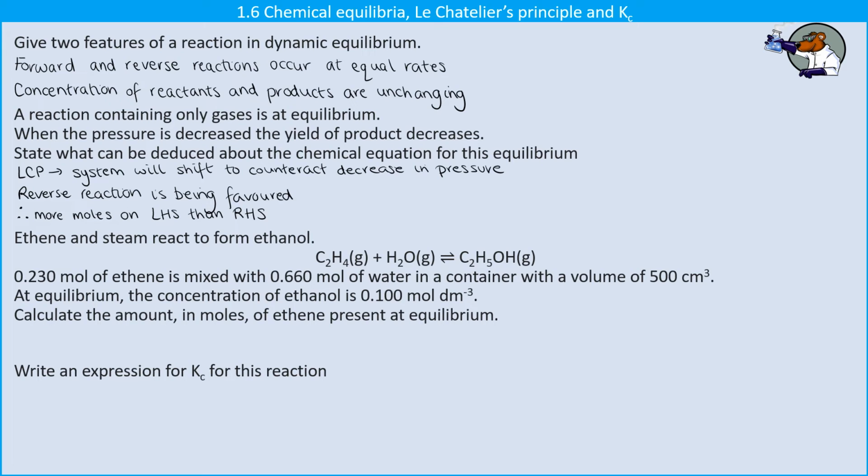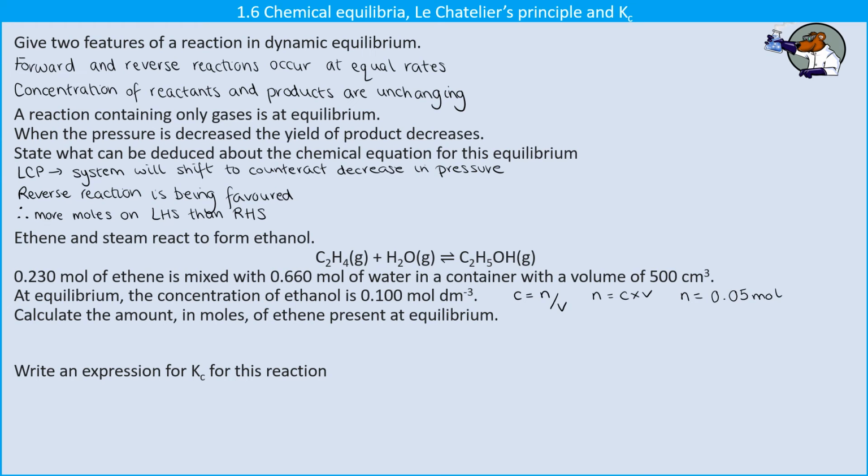Well, in order to do this, I'm going to need to figure out how many moles of ethanol have been produced, because at the moment I don't have moles, I have concentration. So I know that concentration is moles divided by volume, and therefore moles is concentration times by volume. And my volume here is 500 centimetres cubed, but of course it needs to be in decimetres cubed. So I'm going to do 0.1 multiplied by 0.5 to get 0.05.